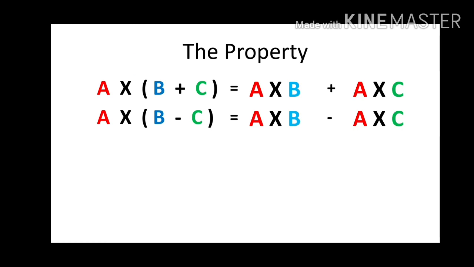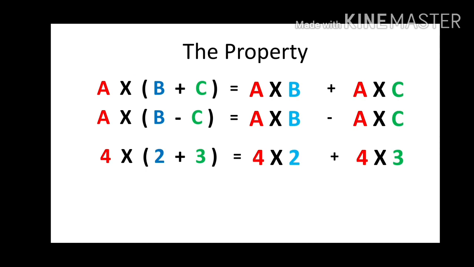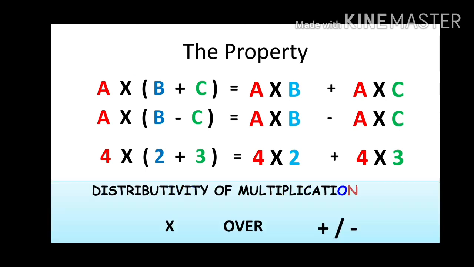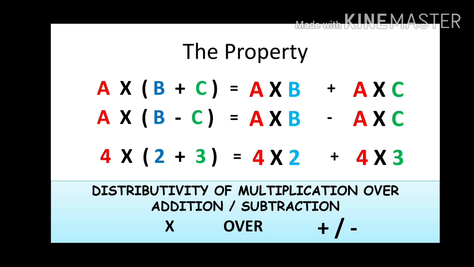The same thing can be done for subtraction also. So that will become A into B minus C is equal to A into B minus A into C. With examples, you can take 4 into 2 plus 3, which can be written as 4 into 2 plus 4 into 3. 4 is the common thing to be multiplied with both 2 and 3, because 4 is for the total of 2 and 3. So this is the distributive property of multiplication over addition or over subtraction.